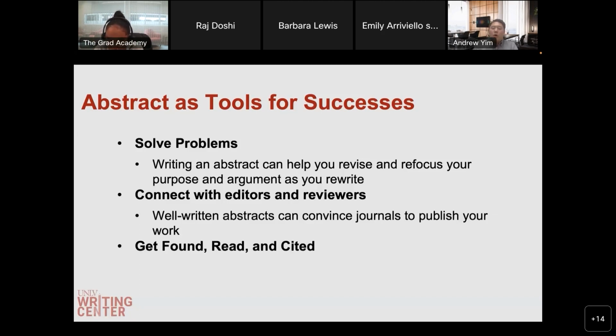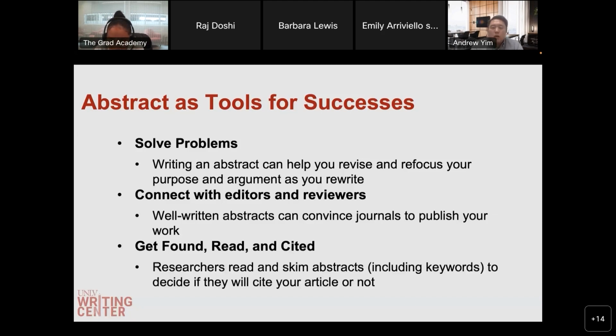Finally, having a well-written abstract will get you found, read, and cited. Oftentimes, a lot of researchers, including myself, will read an article based on what the abstract tells me, right? Once I look at the keywords and skim through the articles, they help me decide: am I actually going to invest time in the article, or am I going to move on to something else? So making sure you have your abstract well written will help your target audience find you as an author.